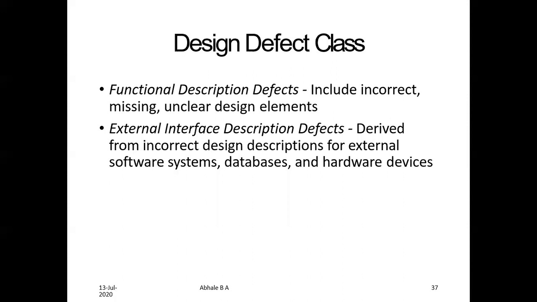Now what happens? Suppose in a use case diagram, we are having some stereotypes, include, extend, then some elements, use case, actor, generalization, aggregation. If they are not properly specified, what the actor will do. Suppose the actor is your patient or the actor is your doctor. They are not properly specified in a design. What function should the doctor do? What function should the patient do? What function should the nurse do? If they are not properly specified in the design in a use case diagram, that will lead to the defect. An external interface description defect is derived from incorrect design description for external software system, database, and hardware device.